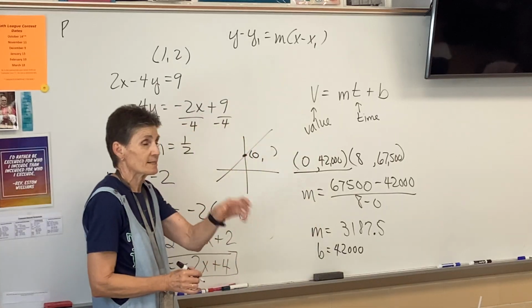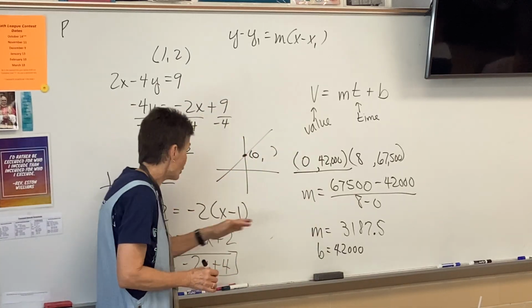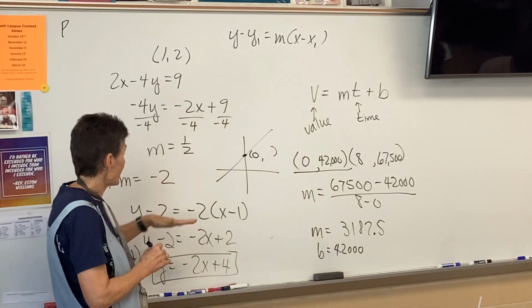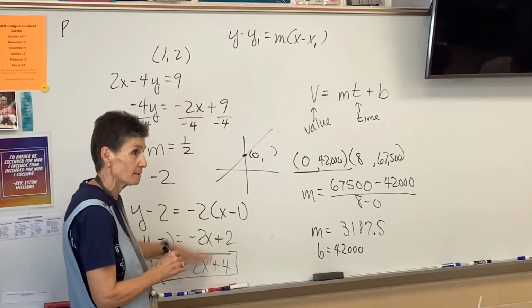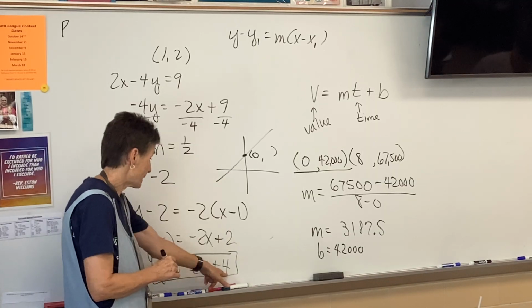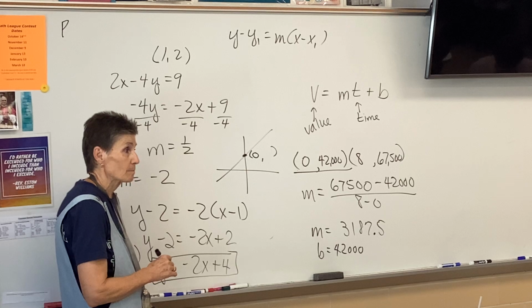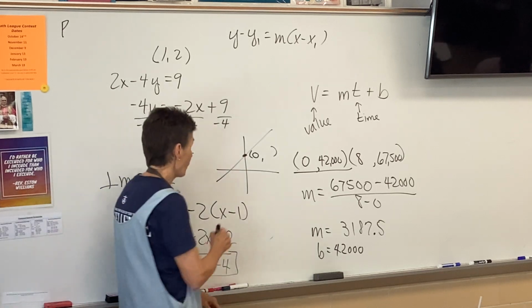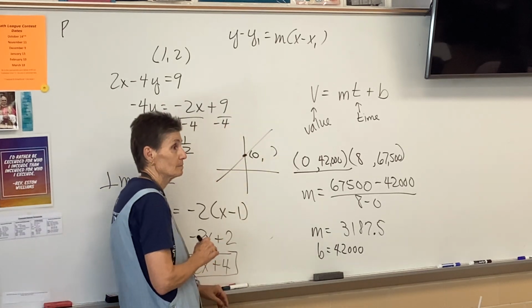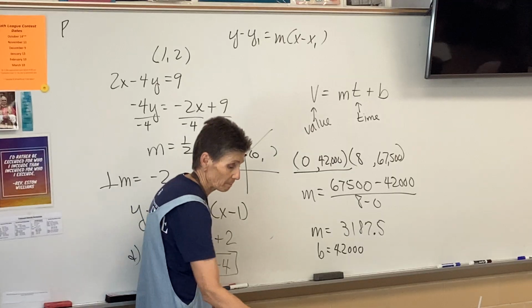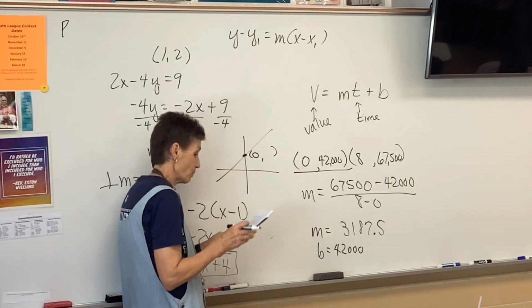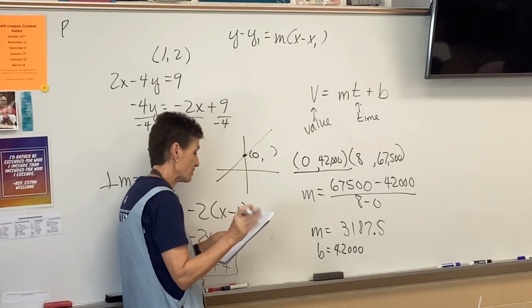If you don't trust that you're gonna be able to figure that out, you could 100% do this process and get B. But B is always (0, comma), the y-intercept. Alright, we're not gonna do the graph question.